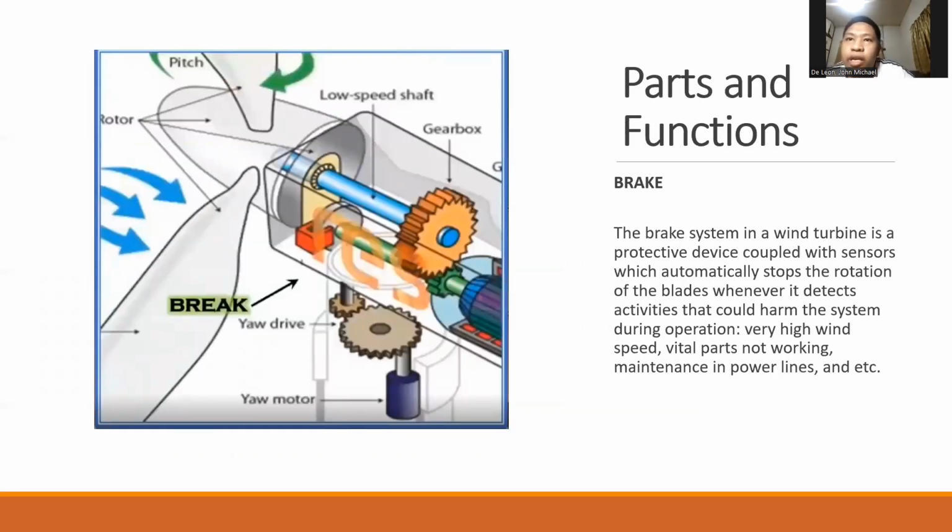Force and traction brake. Ayun, brake. The brake system in a wind turbine is a protective device coupled with sensors which automatically stops the rotation of the blade whenever it detects activities that could harm the system during operation. Ayun, yun yung mga possible na makakapag-harm: very high wind speed, vital parts not working, maintenance in power lines, and others. So, kusa siyang gumagana na nagbe-brake pag meron ng mga ganun. Next.